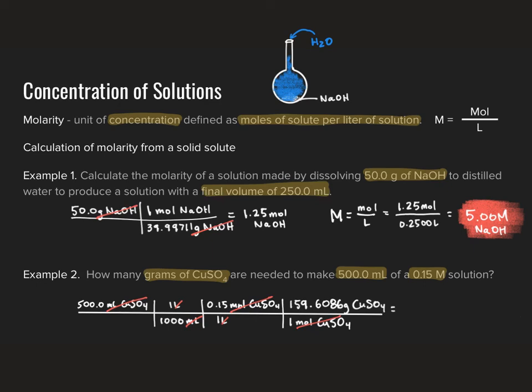I can multiply across the top and divide by the bottom, and I get a value here of 11.97, which rounds to sig figs to 12 grams of copper 2 sulfate. So again, because molarity is a ratio, feel free to use it in your stoichiometric calculations, as those ratios are really fundamentally conversion factors.